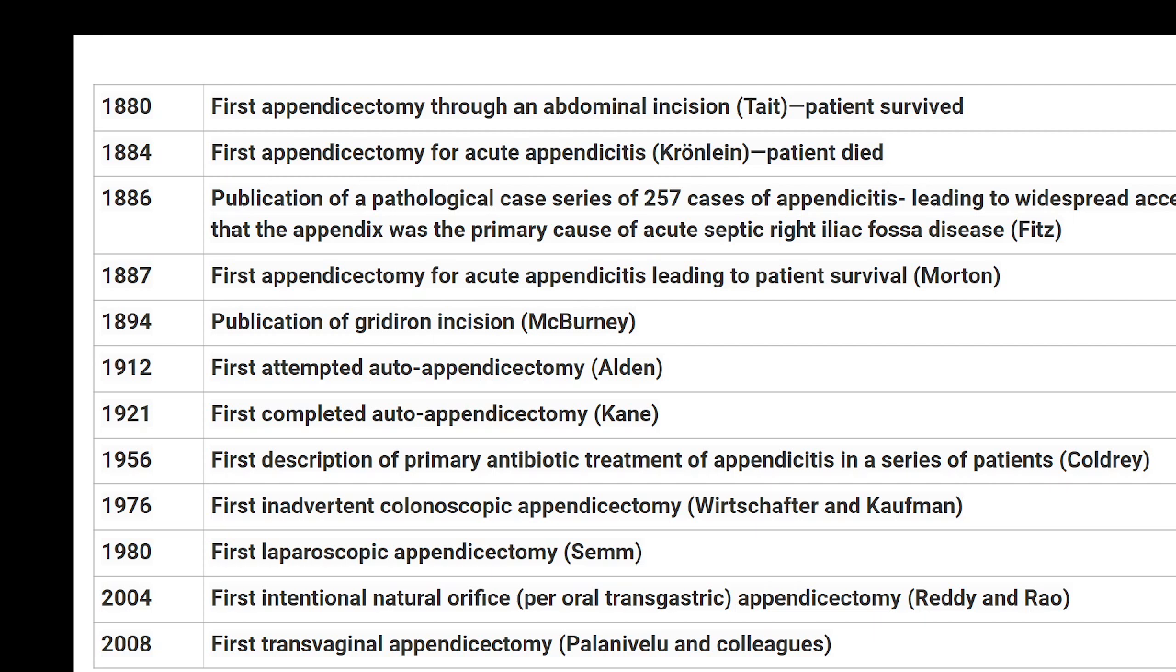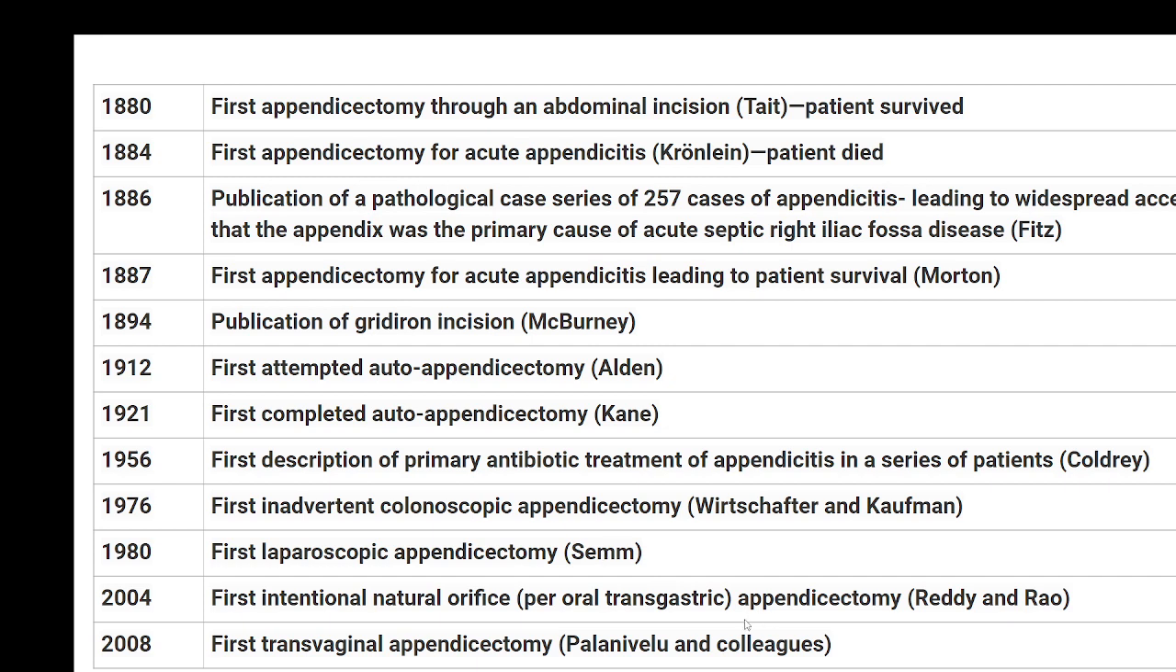During that period there were a lot of newer developments, and approaches changed. The most popular gridiron incision was published by McBurney in 1894. The first laparoscopic appendicectomy was done in 1980, and from 1980 onwards laparoscopic appendicectomy has become more popular.